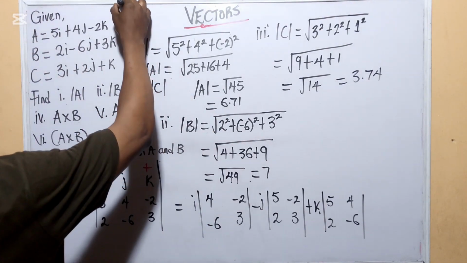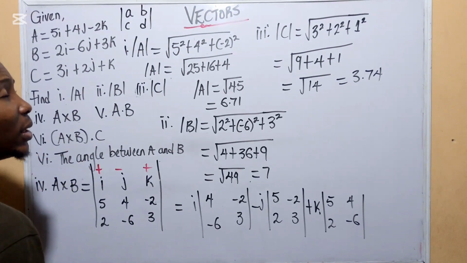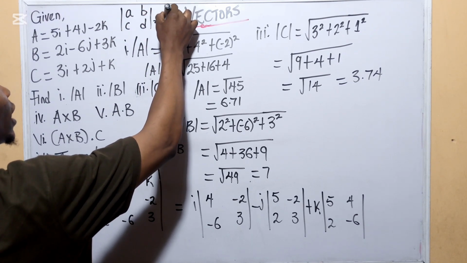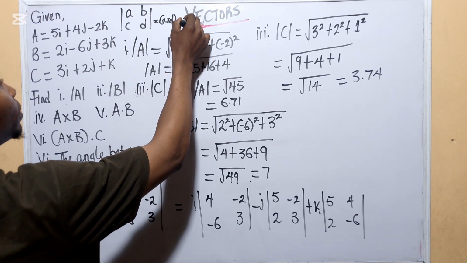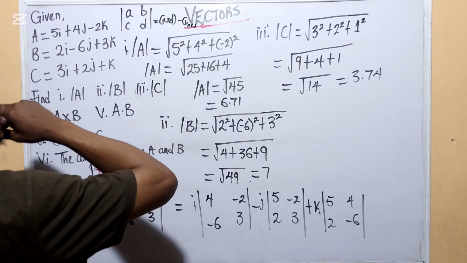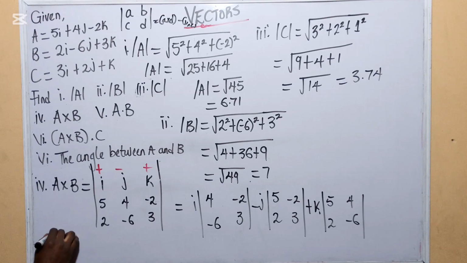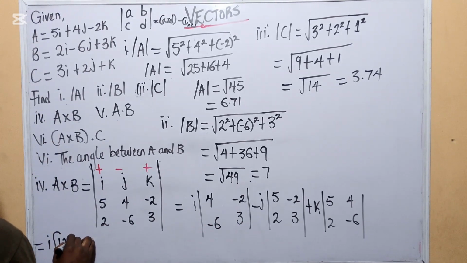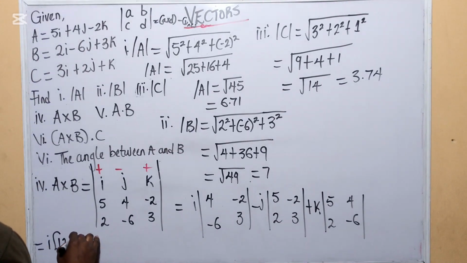So if you have vectors A, B, C, D, and you want to find the determinant between these vectors, what do you do? You multiply A times D, so it becomes A times D minus B times C, all right? So we're going to apply it here. So this becomes I into 4 times 3, that gives us 12, minus 2 times minus 6, that gives us what? 12 plus 12.